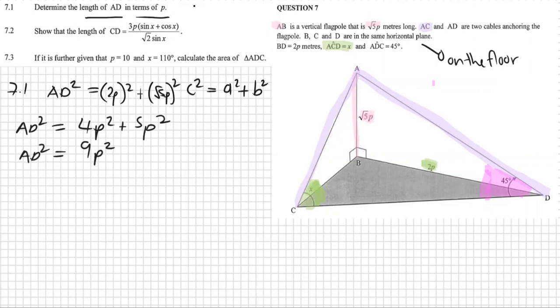Last step, we don't want AD squared, we just want AD. So we take the square root of both sides. And the distance of AD is going to be square root of 9 which is 3, and square root of p squared cancels out. It's just p.